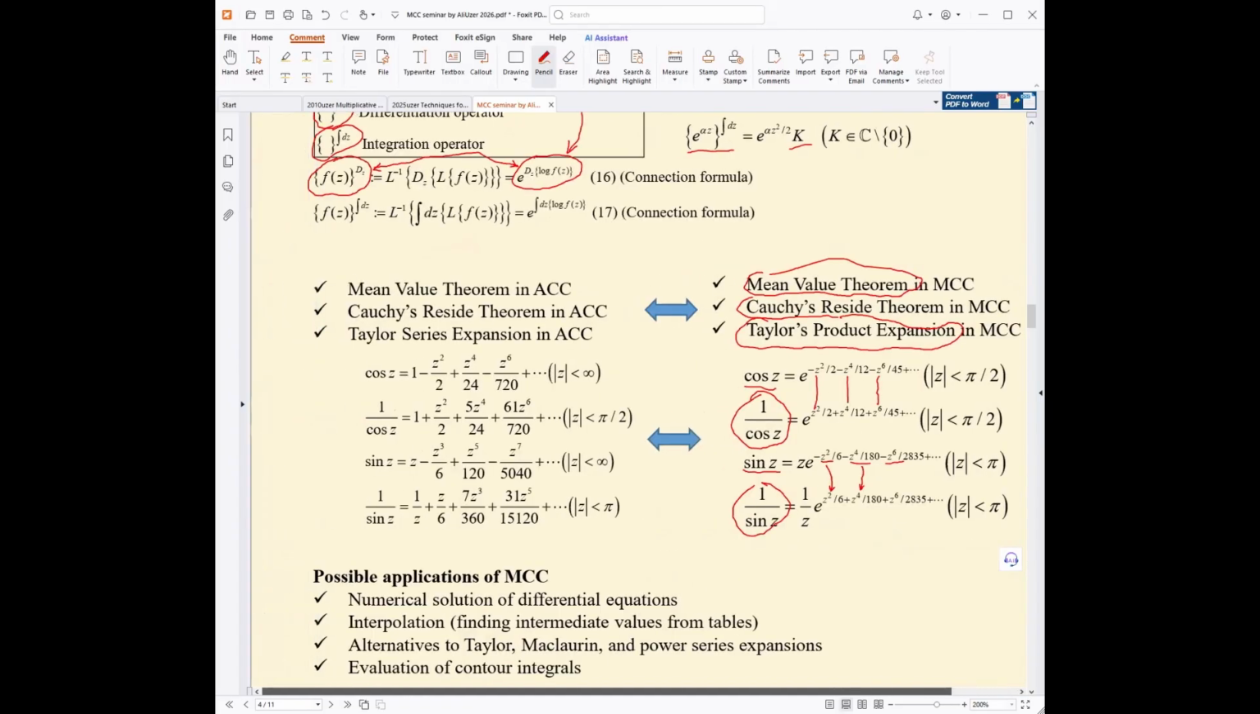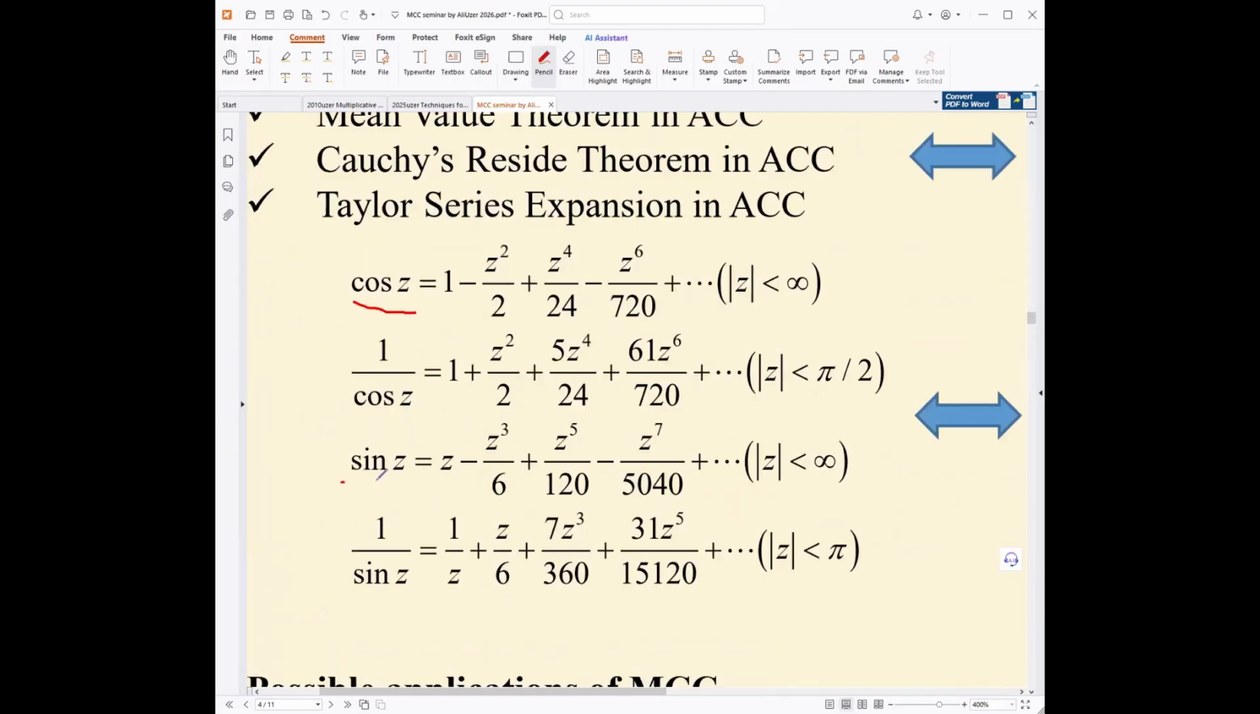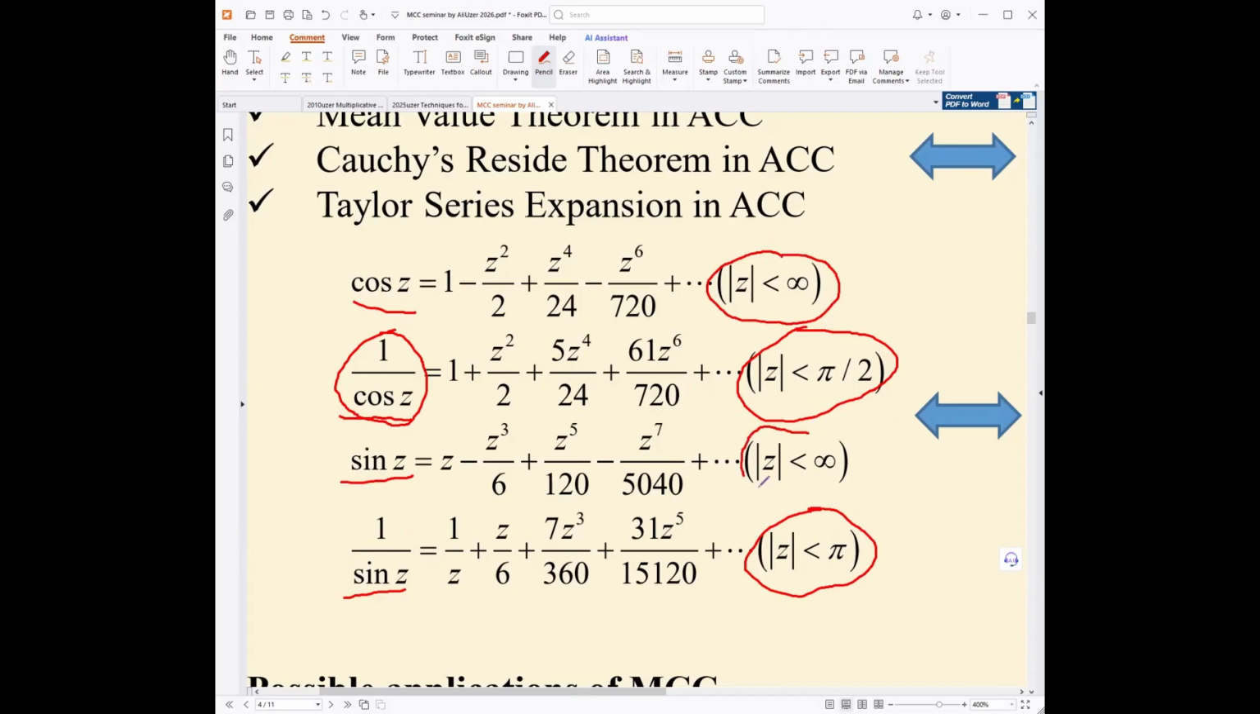Its counterparts in the normal usual calculus will be like the cosine function and sine function. We are very familiar with them. And 1 over sine function or 1 over cosine function can be obtained as given here. You see restrictions when expanding 1 over cosine z function. The magnitude of the argument z should be less than pi over 2 in the complex plane. And when expanding 1 over sine z, the magnitude of z should be less than pi. And there is no restriction for the cosine function and the sine functions.